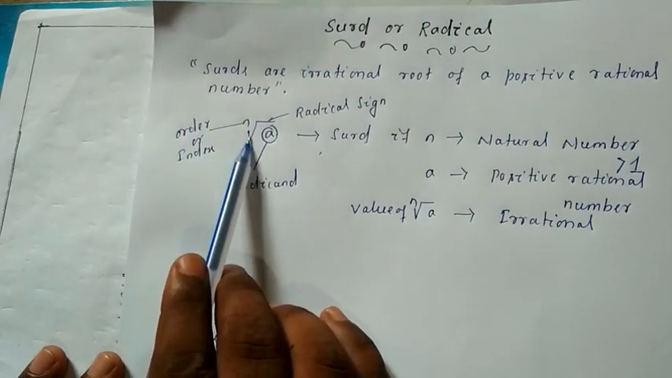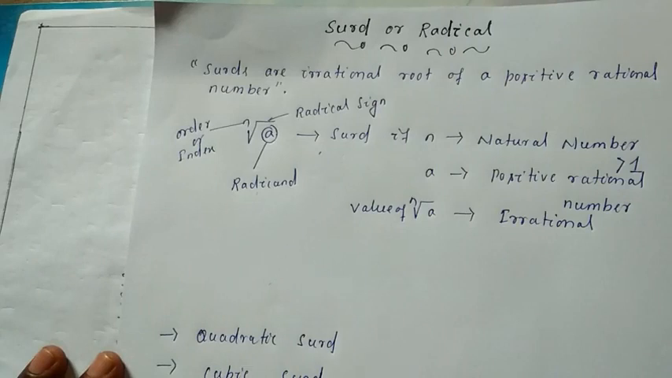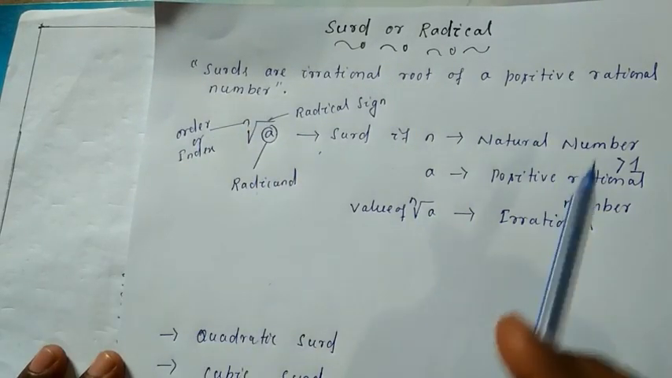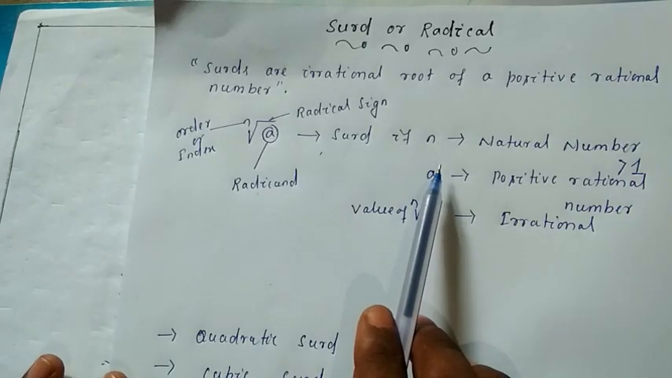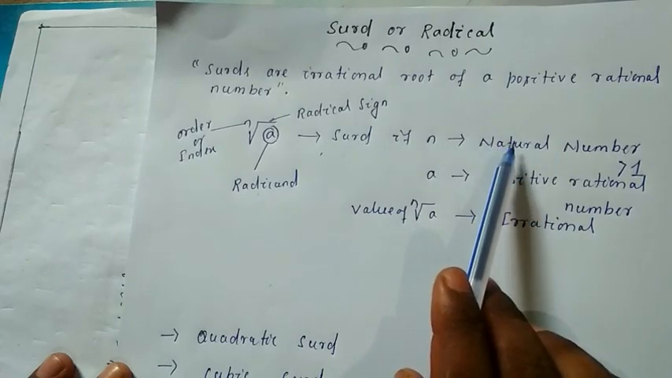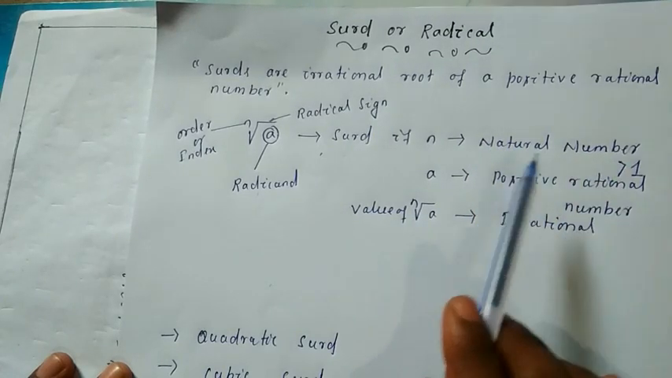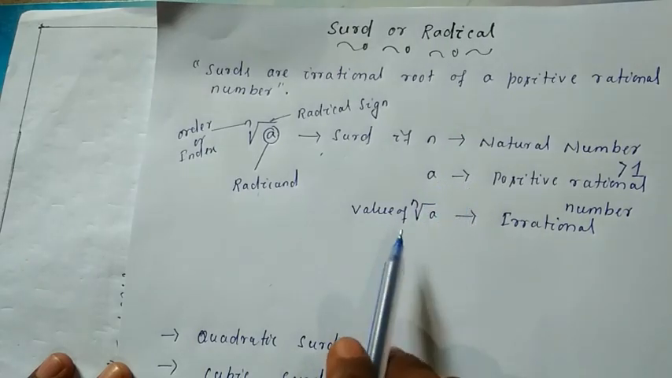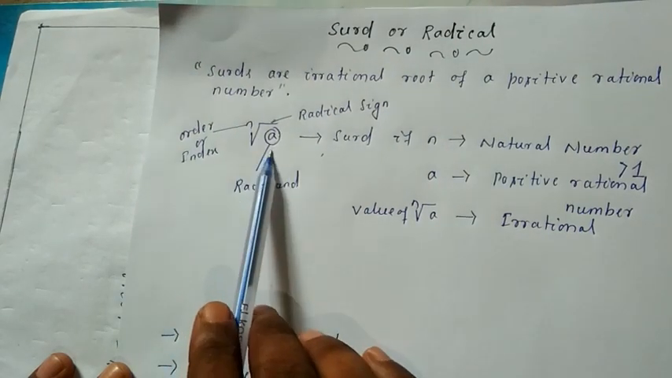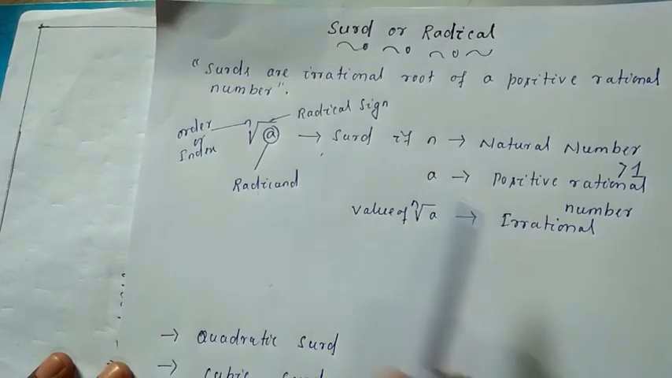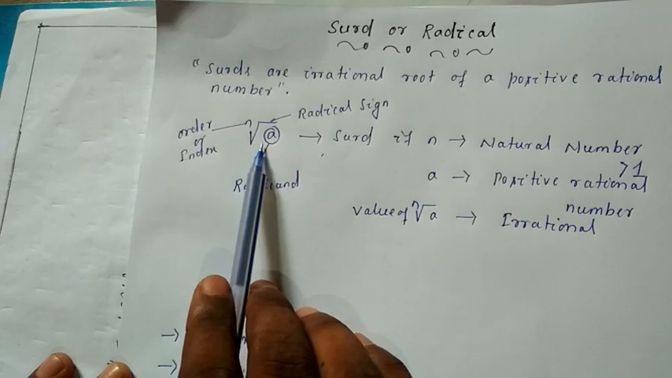Remember, nth root of a will be a surd when there are three conditions. If this number satisfies these three conditions. What are these conditions? Condition 1: n should be a natural number greater than 1, and a should be any positive rational number, and the value of nth root of a should be irrational. Then the number will be a surd.